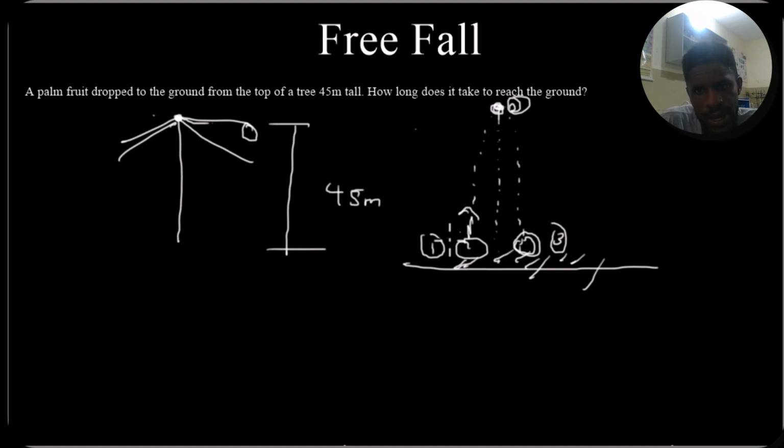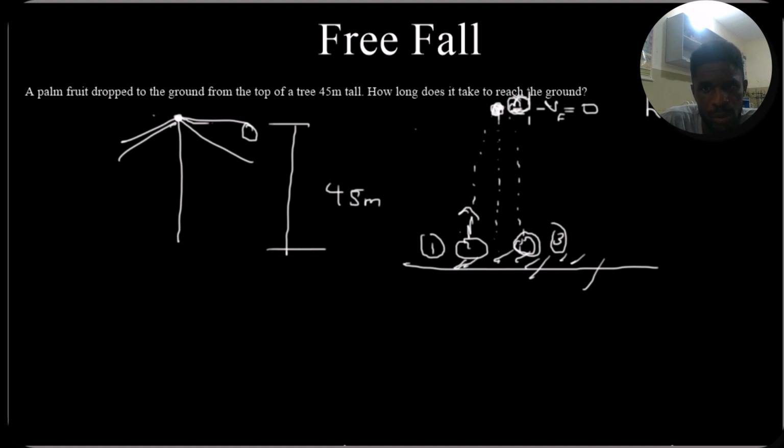Another thing we can note is that at this highest point, if I were throwing the ball upward, my final velocity will be equal to 0, and my height will be maximum.